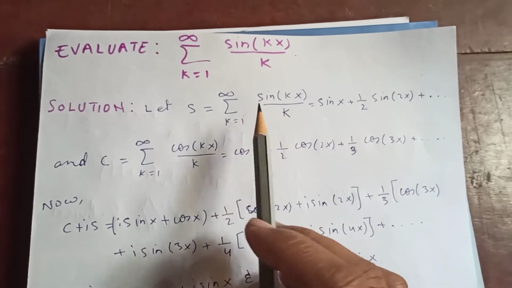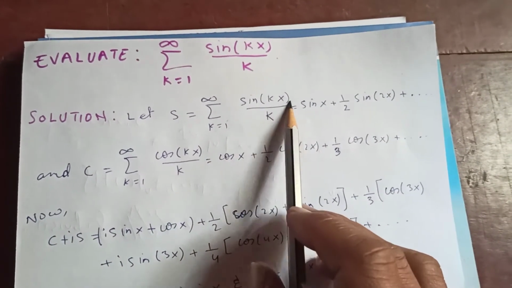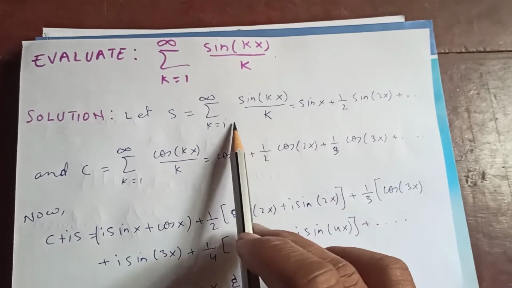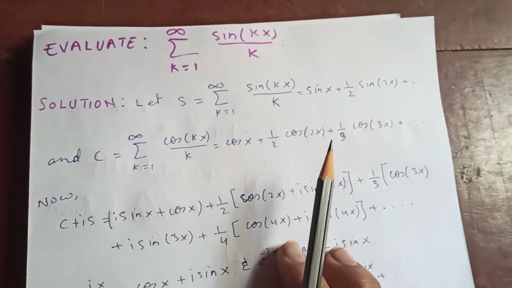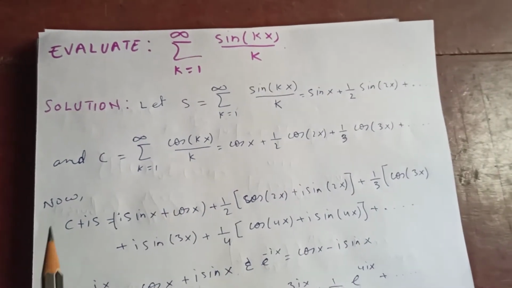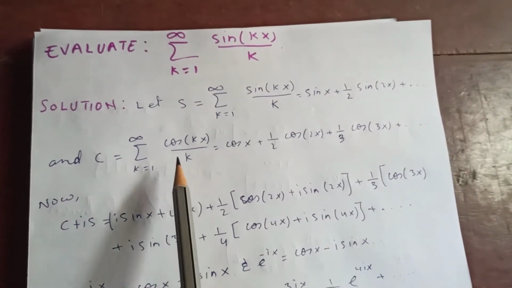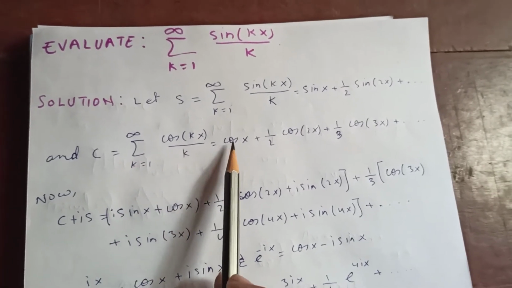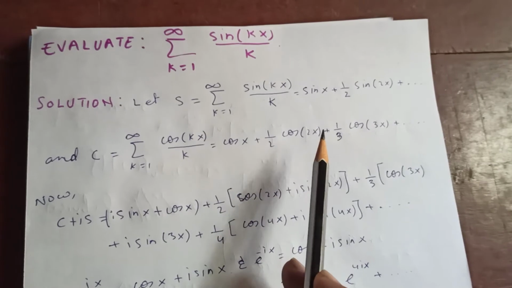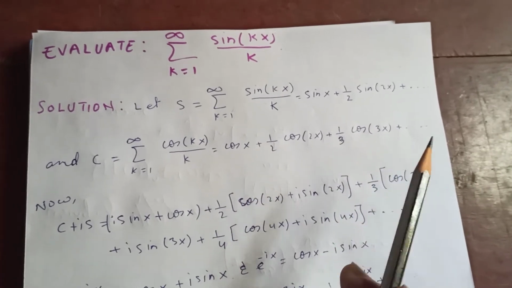Now if you split this summation, when k is 1 we have sin x, plus when k is 2, 1/2 sin 2x, and so on. Now we assume that C is the same thing, the sum from k equal to 1 to infinity of cos(kx)/k, which is cos x plus 1/2 cos 2x plus 1/3 cos 3x and so on.